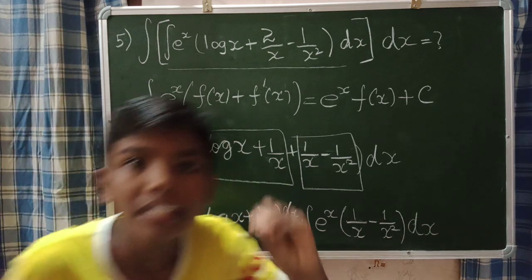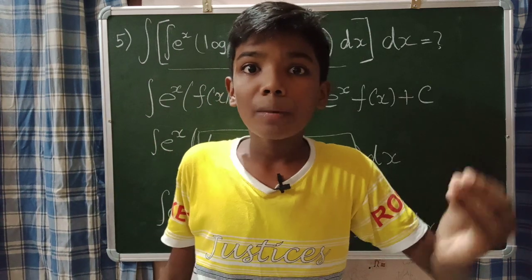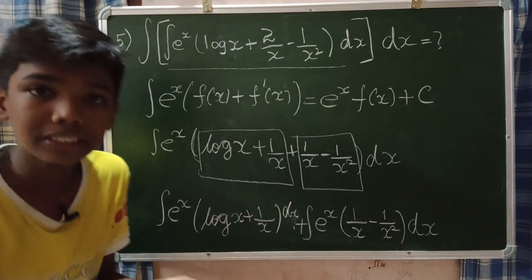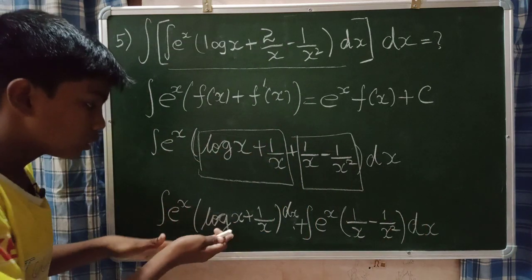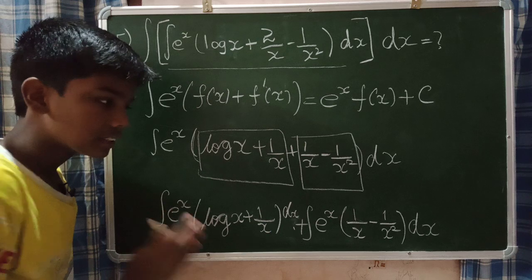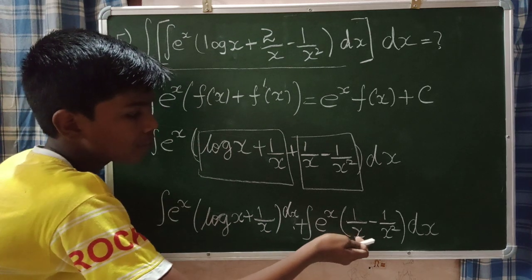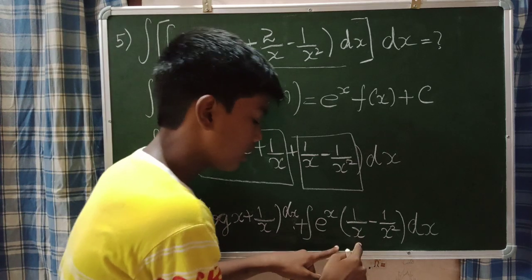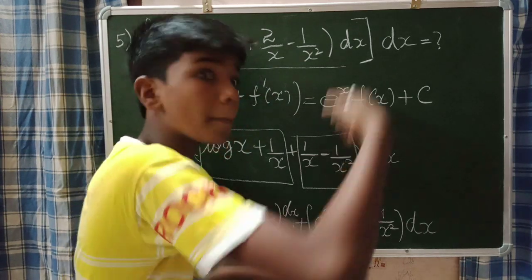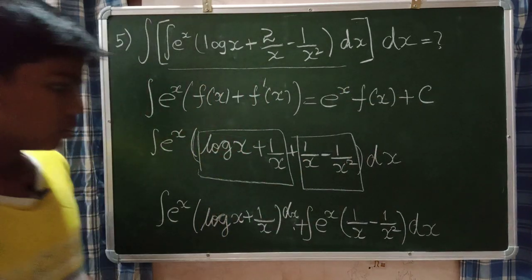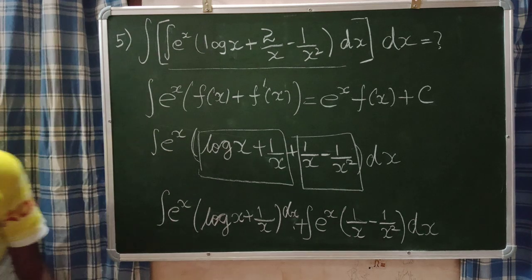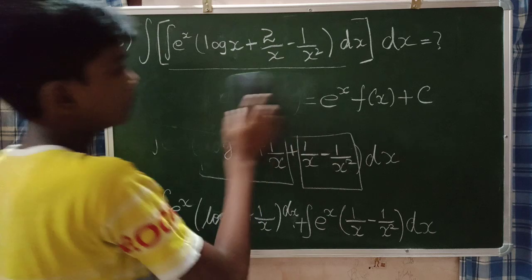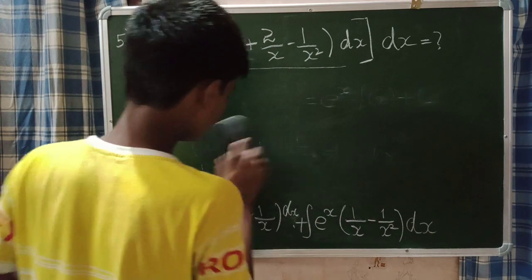So I can apply that formula, because that formula is f of x plus f dash of x. Here it looks like f of x and f dash of x. Here also it looks like f of x plus f dash of x, because the derivative of 1 by x is minus 1 by x square. Okay, so I will apply it now. I will write it above.